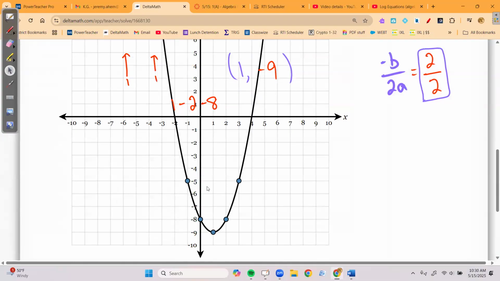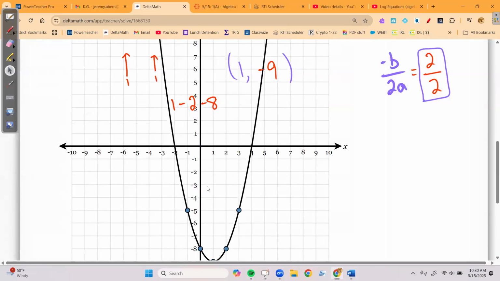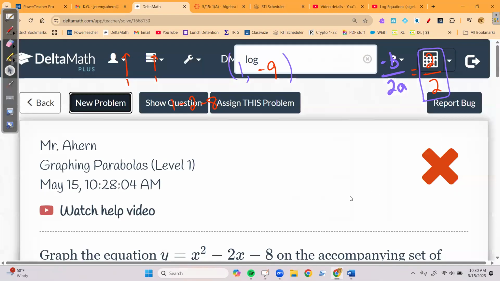I have a sneaking suspicion that if I submit this, it's going to tell me that I'm wrong. And I'll tell you why so you don't get frustrated. So I'm going to delete these 2 points right here. Well, here, just watch. Submit answer. It's going to say no. We didn't do anything wrong.